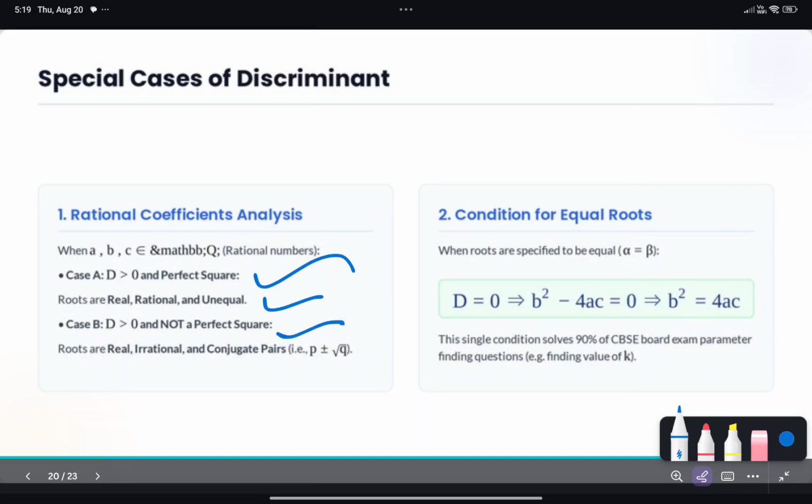D greater than 0 and not a perfect square. In this case, D is not a perfect square. Roots are real, but not rational, they are irrational. Conjugate pairs: b plus or minus root q like this. Conjugate pairs. One more point you have to add in your notes: when roots are specified to be equal, alpha is equal to beta.